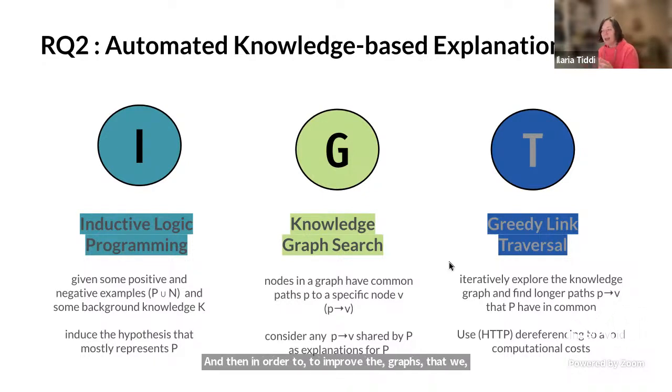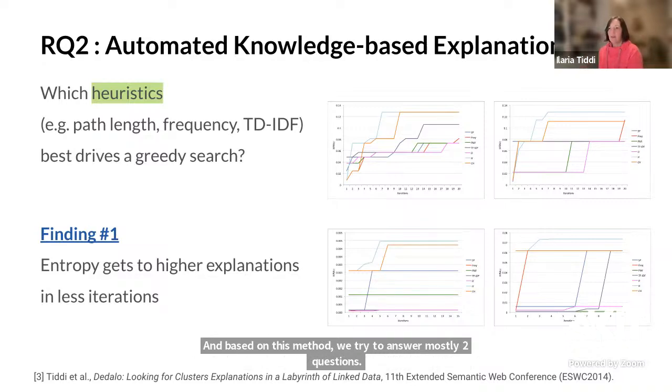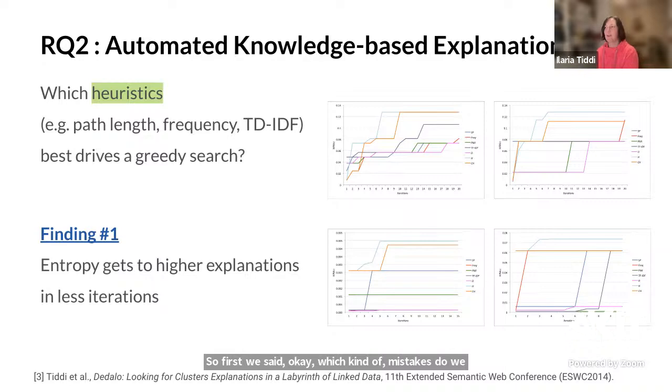So we try to aim for longer and longer paths, and explore the graph using simple HTTP dereferencing in order to avoid computational costs. It was 2013, we still had issues of computational cost. And based on this method, we tried to answer mostly two questions. So first, we said, okay, which kind of heuristics do we need to drive a greedy search and identify the best explanation?